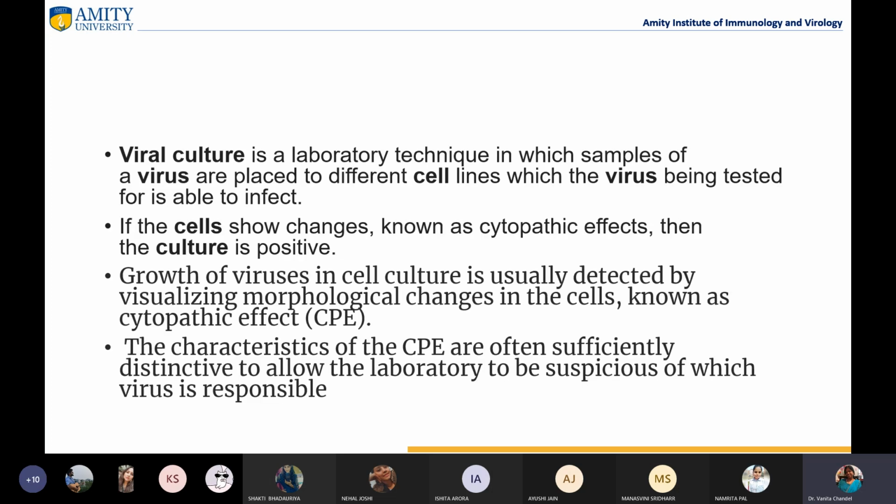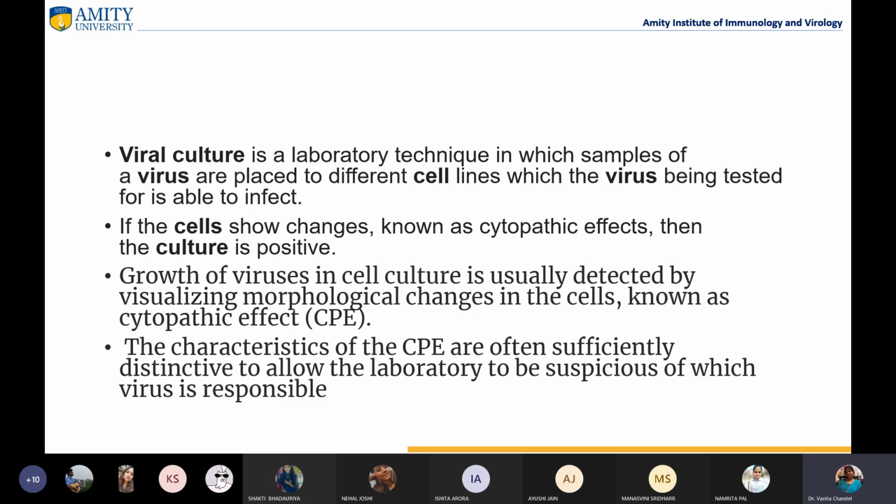So viral culture is again a lab technique where a sample of viruses is placed onto different cell lines which the virus being tested is able to infect. Like in plant viruses, what do we do? We look for host plants, whether it is a propagative host or some host plant on which the virus can grow, then we do a mechanical inoculation and we maintain the virus on that. This is for the plant. Viral culture is basically what we do for animal or human viruses.